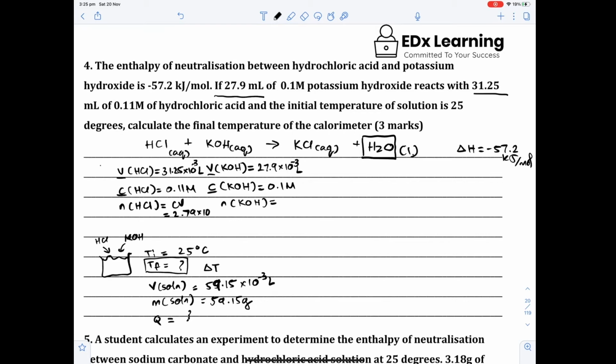Wait, what? Sorry, 3.44. 3.44 times 10 power negative 3. Okay. Moles. Let's store this as A. Let's store this as B.